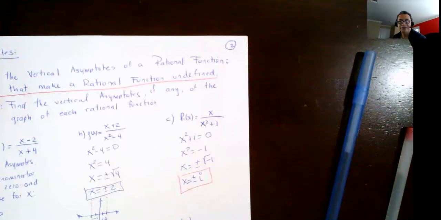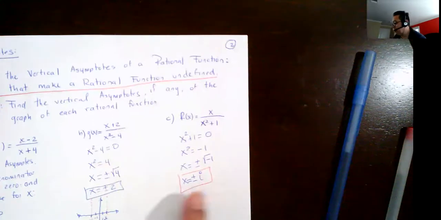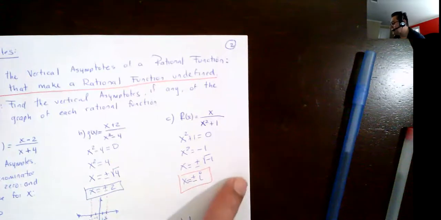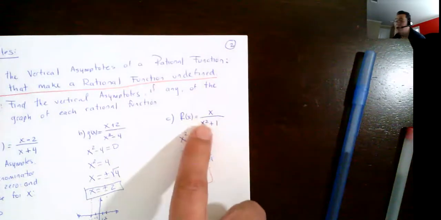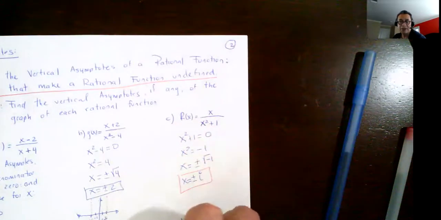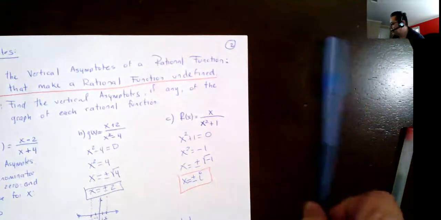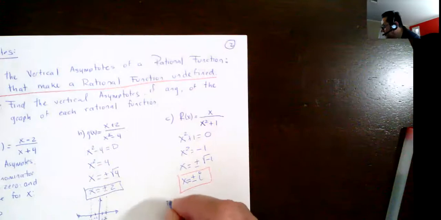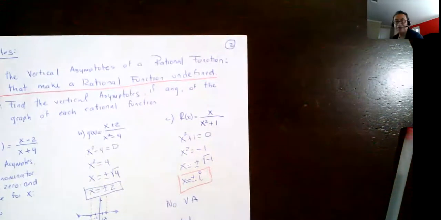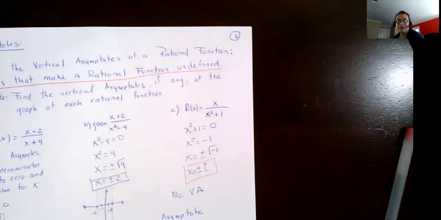If you want to write a note here: if I was asking you, this one does not have vertical asymptotes to begin with. That would be the answer. No vertical asymptotes. And if I ask you what is the domain of R of x, the domain would be from negative infinity to positive infinity, because this is above the x-axis.